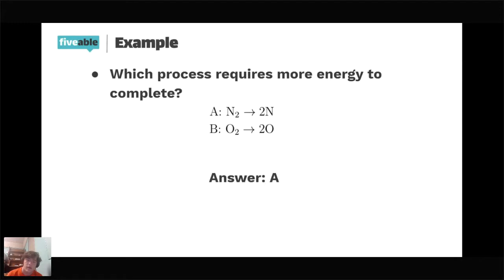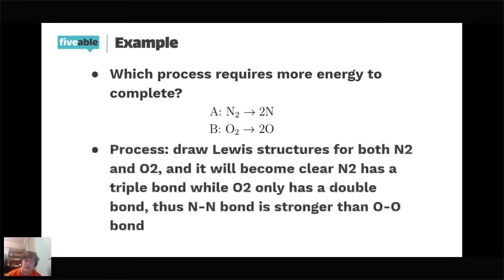And the process is you draw the Lewis structures for both N2 and O2. You'll see that N2 has a triple bond while O2 only has a double bond. Thus, the N-N bond is stronger than the O-O bond. More accurately, that N-N should be a triple line, not a single line. And the O-O line should be a double line, not a single line. That doesn't necessarily represent the bond itself. That's just a grammatical hyphen thing.